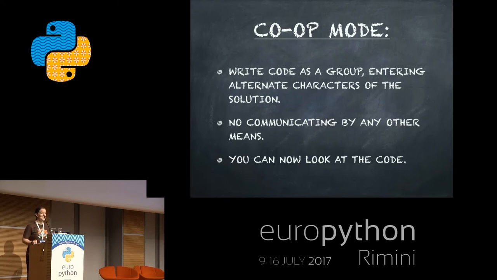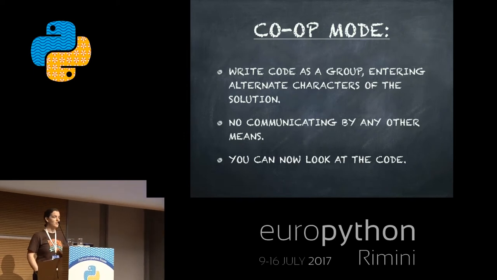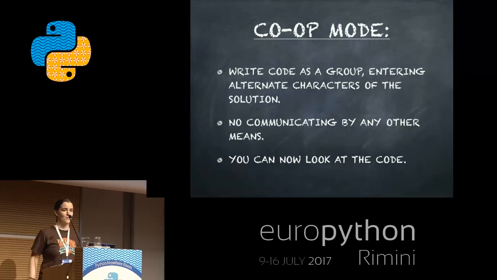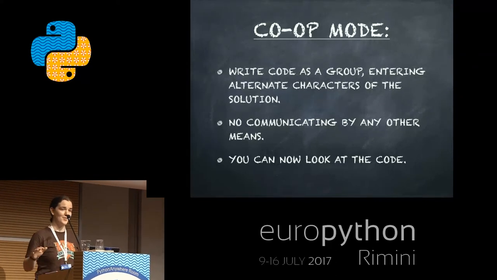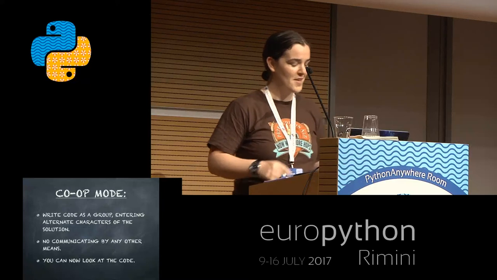You do get to look at the code now, which is more helpful. You're not allowed to talk to each other. You're not allowed to do any hand signals, no communicating, no complex sequence of winks or anything like that. Absolutely no talking. I suggest you just pass the laptop round and enter one character at a time.